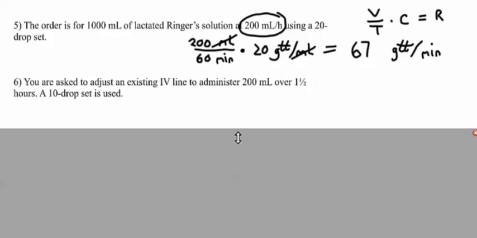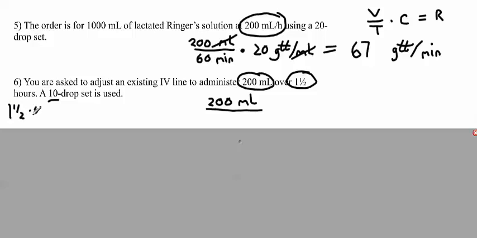Number 6, we have a volume, we have a time, but it's in hours, and we have a macro drop set again. So it's 200 milliliters, 1.5 hours, so you would have to go 1.5 times 60 minutes. And that would be, well, 1 times 60 is 60. A half times 60 is a 30. So that means you add those, you get 90 minutes. You probably knew that 1.5 hours was 90 minutes.